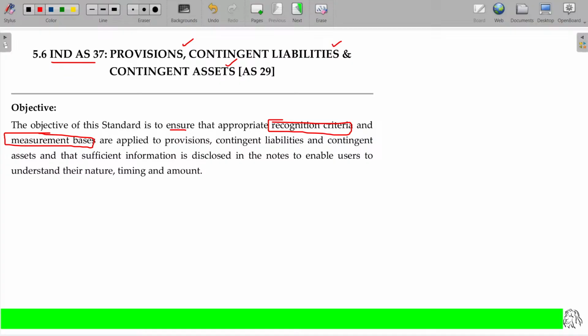And you have to disclose it properly so that users can understand the nature and timing of the amounts payable that are supposed to happen in the future. These are the three aspects: recognition, measurement and disclosure.